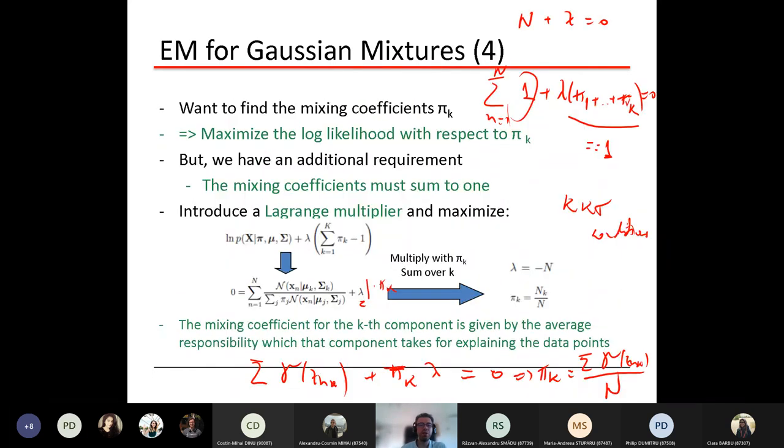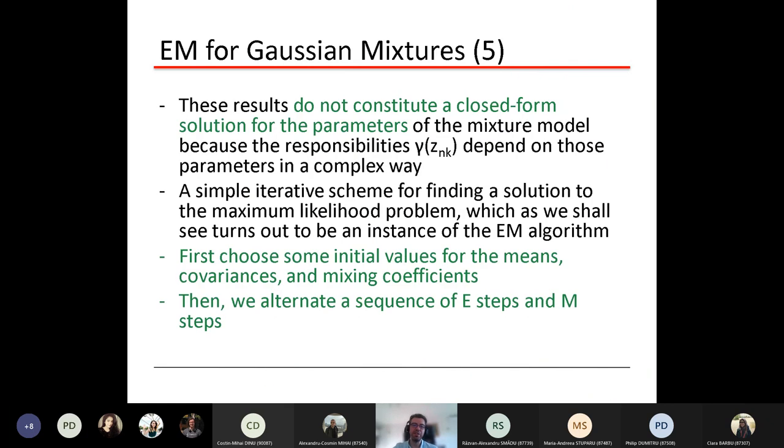And now we have computed all three sets of parameters. We know pk, we know mu k, we know sigma k, and we say, phew, we're done. And actually, we are not done. These results do not constitute a closed form solution for the parameters of the mixture model, because all of them depend on gamma of z and k, the responsibilities. And the responsibilities depend on these parameters as well. So we need to find an iterative scheme in order to compute the solution.